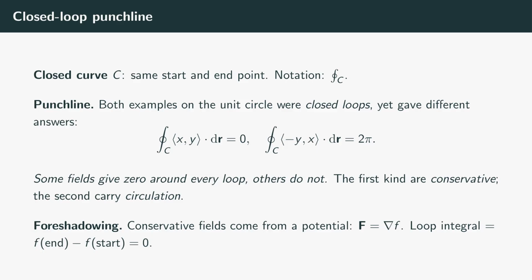Now look at what we have. The radial field around the unit circle, the closed line integral over C, is 0. The rotational field around the same circle, the closed line integral over C, is 2 pi. Two fields, one loop, completely different answers. This is the punchline. Some fields have the property that their integral around every closed loop is 0. Those are the conservative fields, and they come from gradients of scalar functions. F equals the gradient of f, which is why the loop integral collapses to f at the end minus f at the start, 0, whenever start equals end.